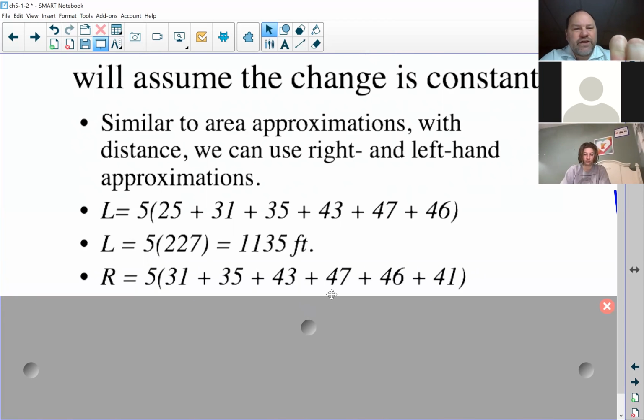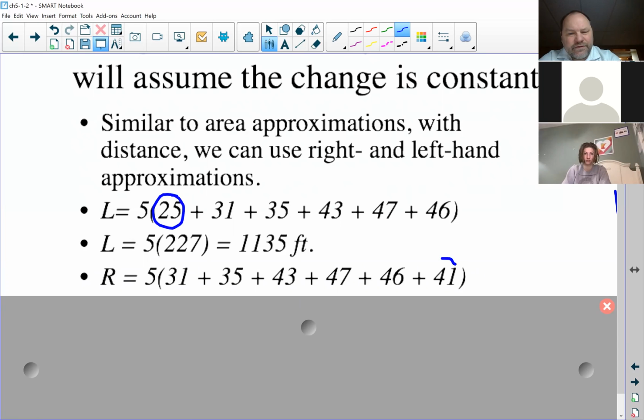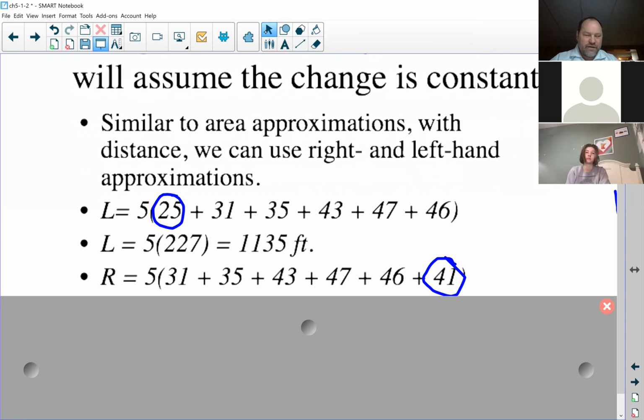And again, just like with functions and graphs, the only difference is that the first value in our left-hand approximation does not occur in our right-hand approximation, and the last value in our right-hand approximation does not occur in our left-hand approximation. So you can see, I think, that there is a 16 feet per second difference in the left and right-hand approximations, that 41 minus 25.